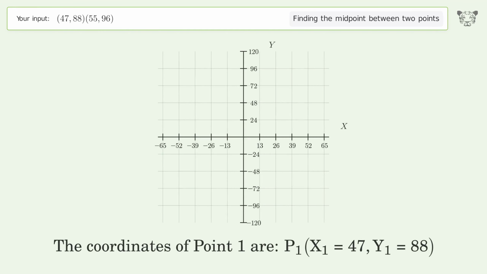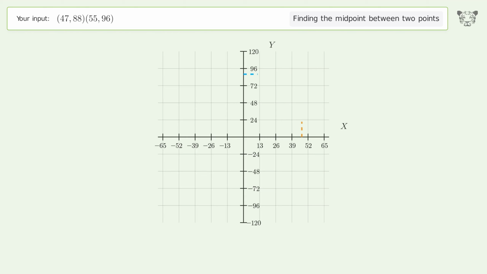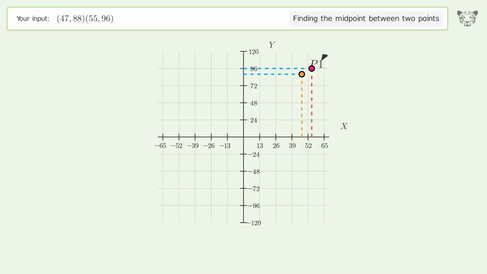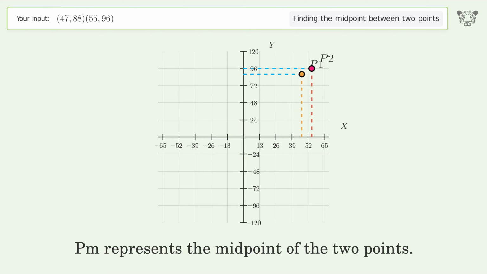The coordinates of point 1 are x1 equals 47, y1 equals 88. The coordinates of point 2 are x2 equals 55, y2 equals 96. PM represents the midpoint of the 2 points.